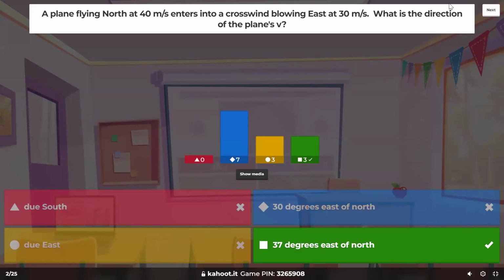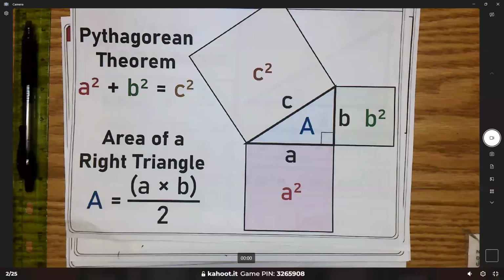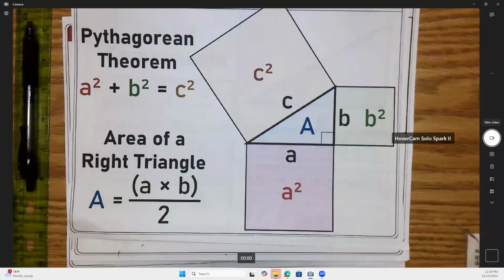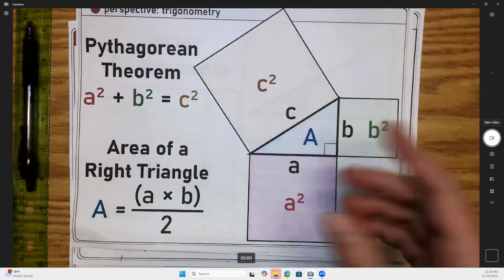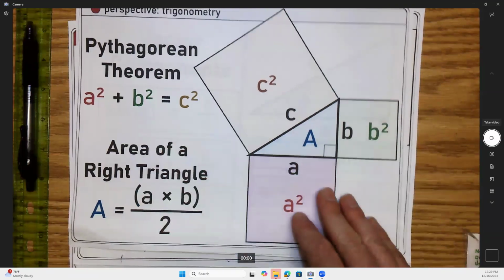Yeah. Ooh, key winners. 37 degrees east of north. Let's see how to get that. If you know the geometry of a triangle, say you know the sides, like with the Pythagorean theorem, we just did that. So we know all the sides of a triangle. How do we figure out the angles?